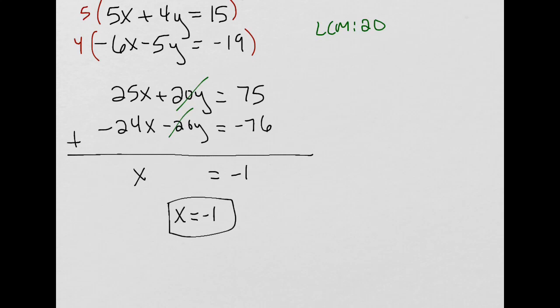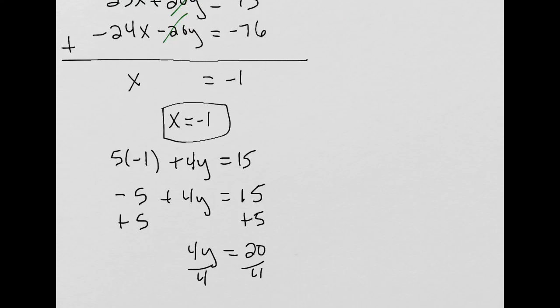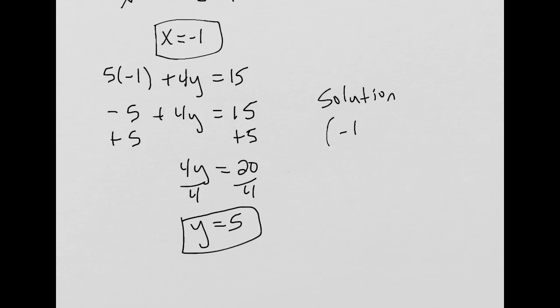So here we go. We've got 5 times negative 1 plus 4y equals 15. 5 times negative 1 is negative 5 plus 4y equals 15. Add 5 to both sides. Gives us 4y equals 20. Divide by 4. Gives us y equals 5. So now our solution is x is negative 1 and y is 5.